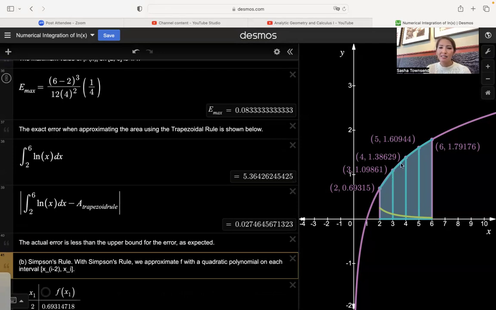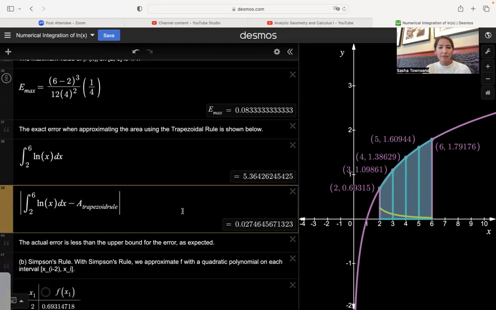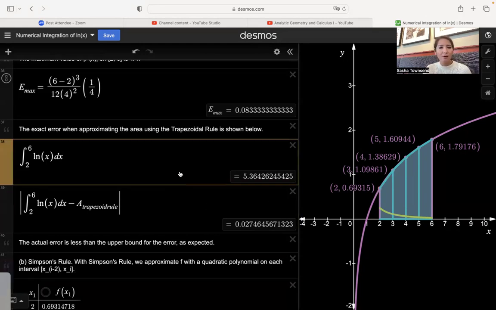Now we're going to do pretty much the same thing with Simpson's rule, except rather than using these line segments and approximating the area under the curve with trapezoids, we're going to use second degree polynomials on sort of double intervals. So rather than looking at the interval from 2 to 3, we're going to look at the interval from 2 to 4, and then the interval from 4 to 6. And then we're going to use those 3 points on that interval to infer the coefficients of a second degree polynomial that actually fits through those points. So let's do that now.